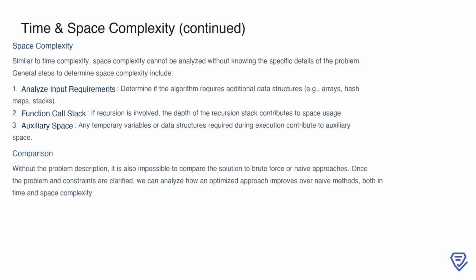Now let's turn to space complexity. Similar to time complexity, analyzing space requirements involves understanding the algorithm's behavior. The first step is to assess how much additional memory is required for input storage or data structures like arrays, hash maps, or stacks. Additionally, if the algorithm uses recursion, the depth of the recursive call stack must be considered, as it directly impacts space usage. Finally, we account for auxiliary space, which refers to any temporary variables or data structures created during the execution of the algorithm. Together, these elements determine the overall space complexity.